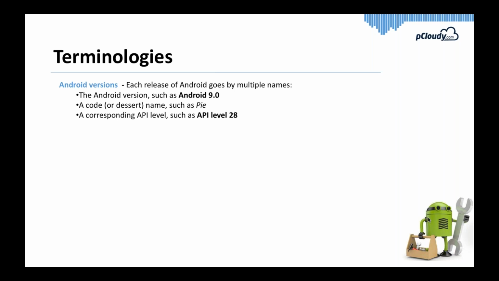So one particular version can have multiple API levels. For example, one particular code name can have multiple API versions. So for example, 9.0 is 28. If 9.1 comes, it will be 29, and so on and so forth.